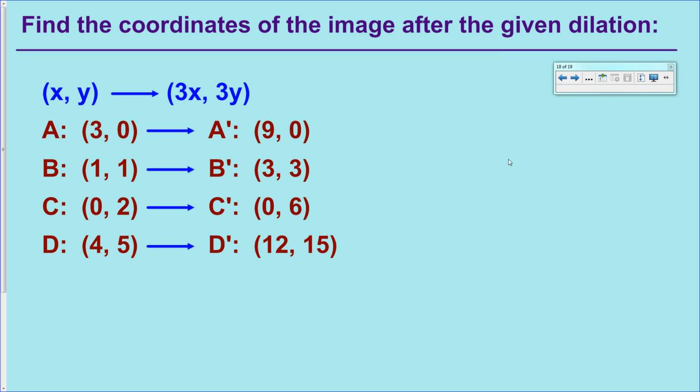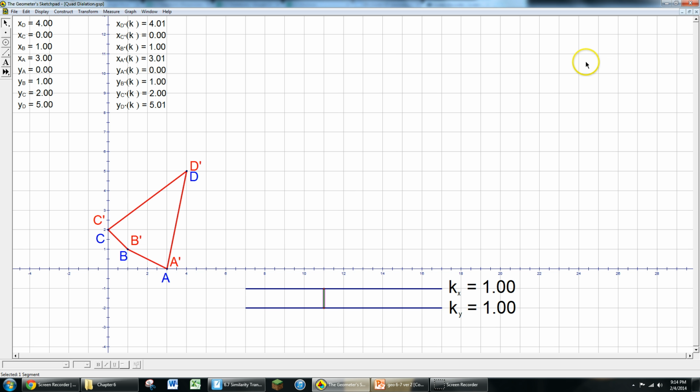So that ends up being a pretty simple problem. I also want you to recognize that you might have to reverse engineer one of these problems. They won't give you the rule. They'll give you the coordinates of the original and the coordinates of the image, and your job will be to come up with the scale factor or to write the line of notation that describes the dilation. So be prepared for that.